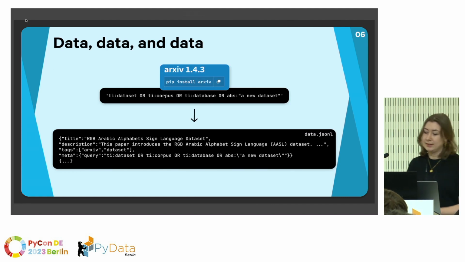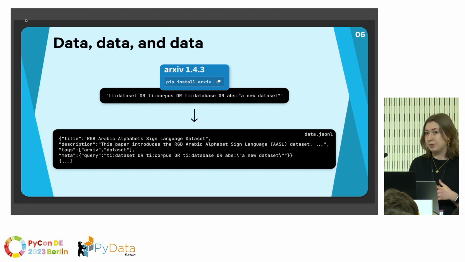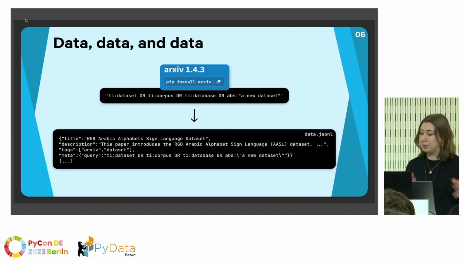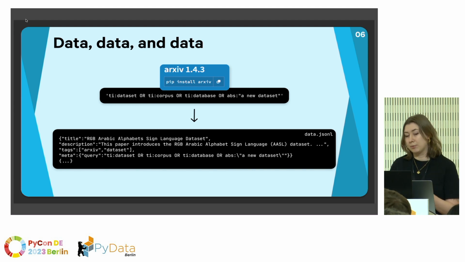So with that, let's start on the first part of the project, the data annotation. As I mentioned, we're using the arXiv PyPI library, which connects to the arXiv API to pull papers directly from arXiv itself. So we're using a search query. You can see that at the top here. We're searching the titles for datasets, corpus, or database, or the abstract for the string "in your dataset".